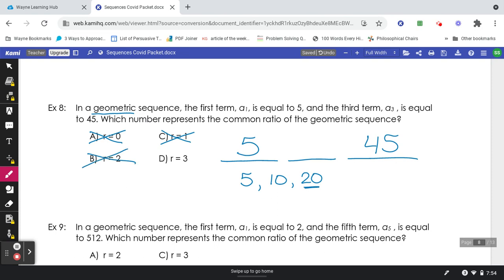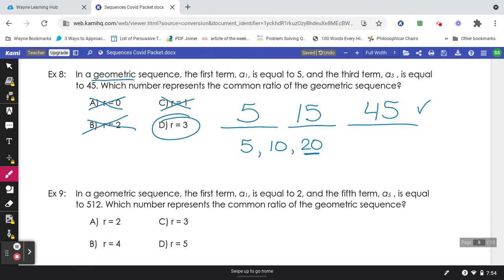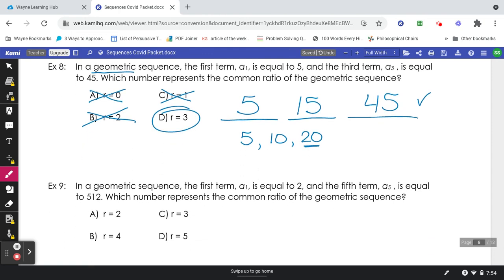So 2 doesn't work. That means 3 must work. Let's go ahead and check it. 5 times 3 is 15, and 15 times 3, yep, that's 45. Pause the video, try example number 9. Make sure you understand how to work through that.